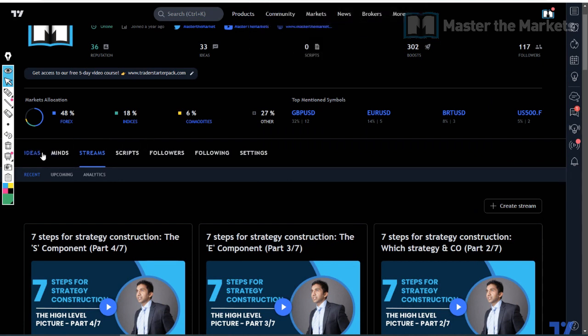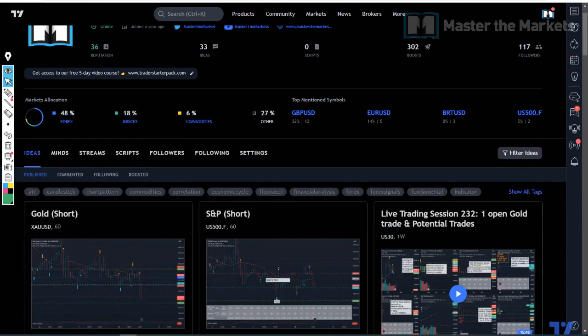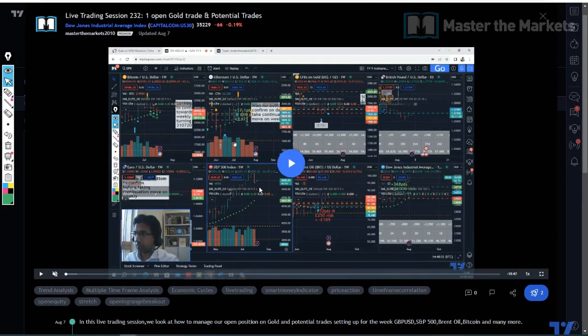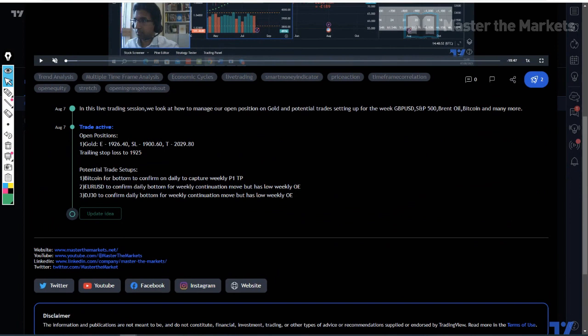Now, in terms of all these positions we're talking about, I'll come to that in a minute. It's all posted on our ideas section. This was from last week, right? So you can see over here all the positions, what is open, what are the potential trade setups, and that's what we keep doing every single week over here.